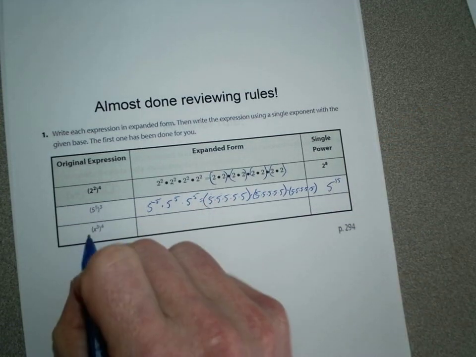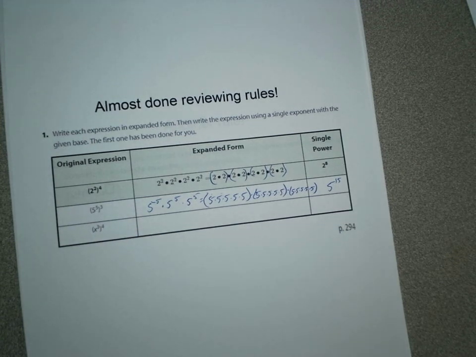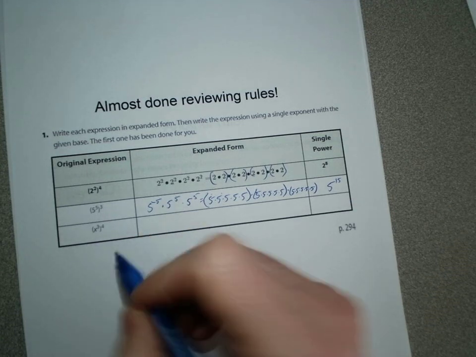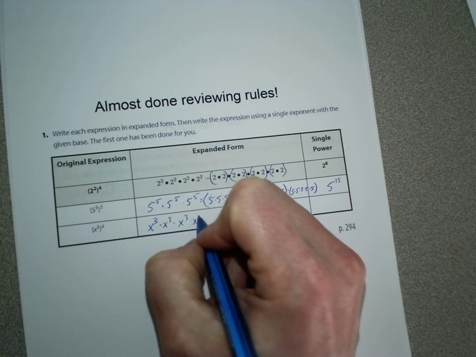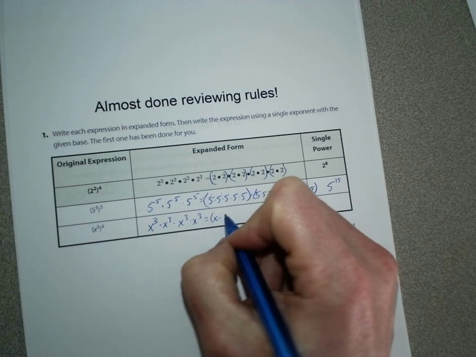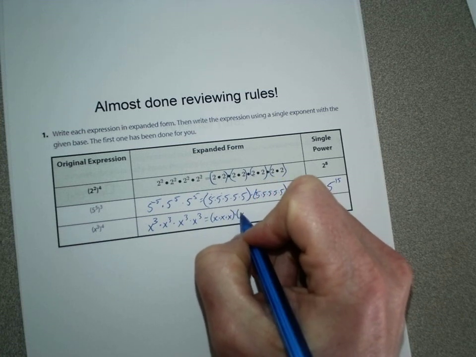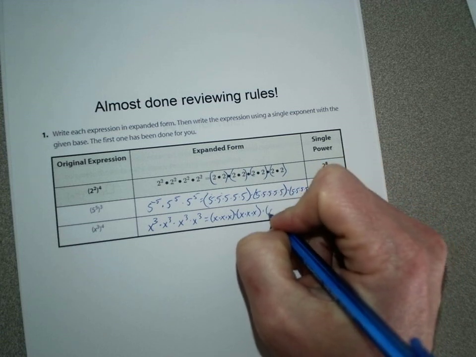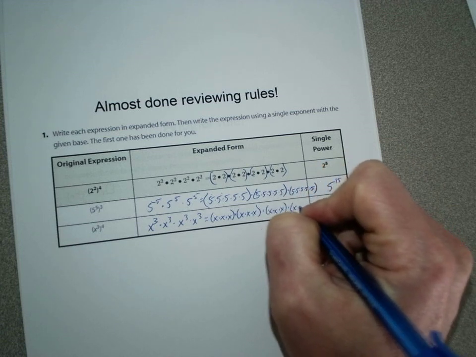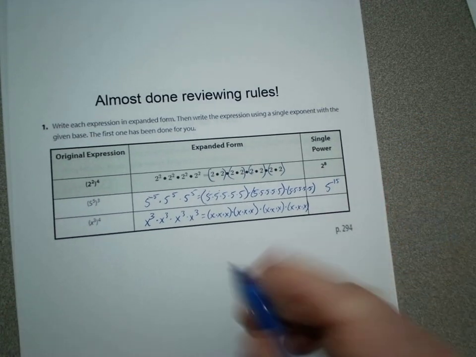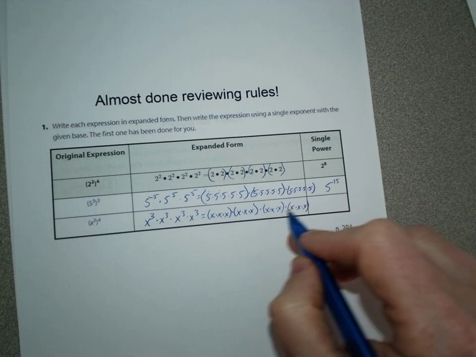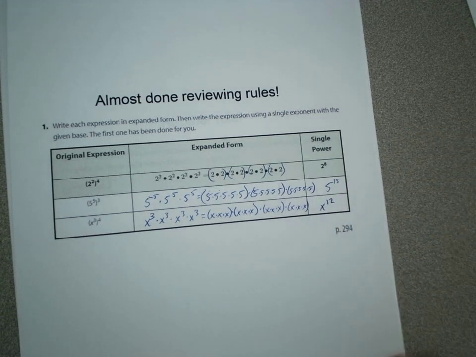And then here we have x cubed to the 4th power. And what I hope you realize at this point is it doesn't matter if you're using numbers or variables. Math does not change. Math is universal. So x to the 3rd power to the 4th power means x cubed times x cubed times x cubed times x cubed. And that's going to be x times x times x, twelve x's in all. Again, we just need to count how many x's we have: 1, 2, 3, 4, 5, 6, 7, 8, 9, 10, 11, 12. We have x to the 12th power.